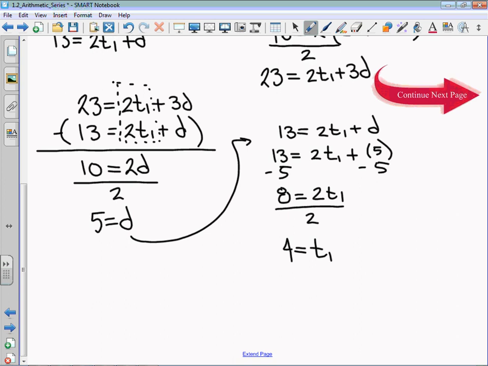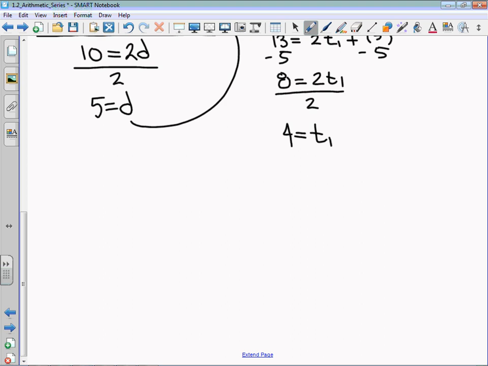Now, knowing the first term and the common difference is enough, because what I can do now is start my series. So I'm going to have 4. I'm going to add 5 to that, which gives me 9. I'm going to add 5 to that, which gives me 14, then 19, then 24, then 29. Did I go too far? That's 1, 2, 3, 4, 5, 6. And that's where it's going to end.